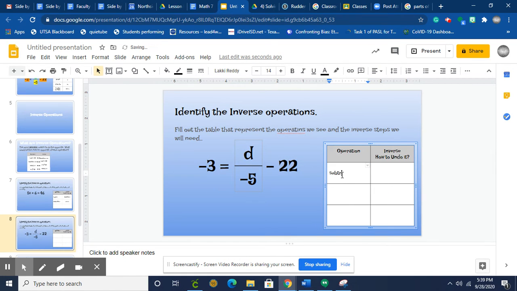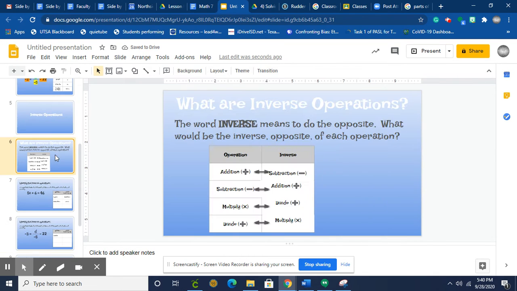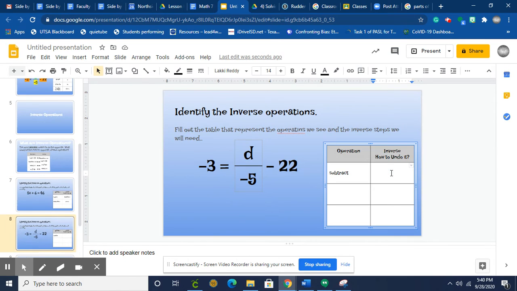So if I know that I'm going to subtract, what I want to know is, okay, how do I undo subtraction? If we're not sure, we can always refer to our chart. And the opposite of subtraction here is going to be addition. Under this minus 22, I'm going to have to add. Okay, so we'll talk about what we add here in a second.